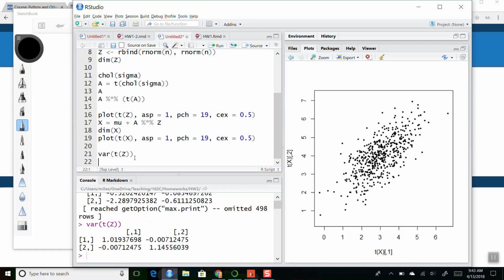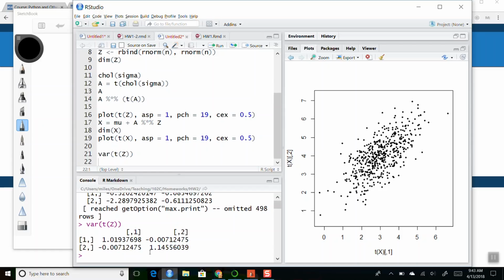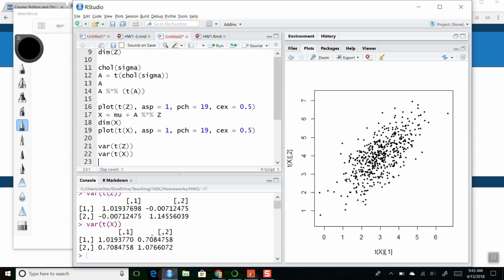When we ask for the variance of z, we're getting something that's close to the identity matrix, but because it's a random sample, it's not exact. So we get 1, something close to 0, and something close to 1. And then if I ask for the variance of x, I have to do the transpose of x, we get something close to our desired sigma matrix.